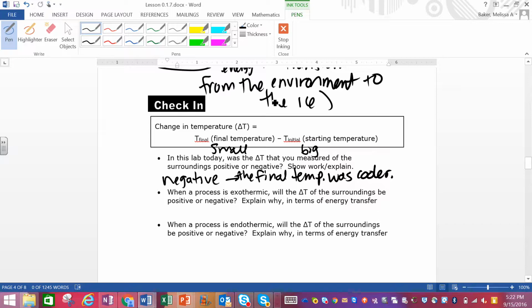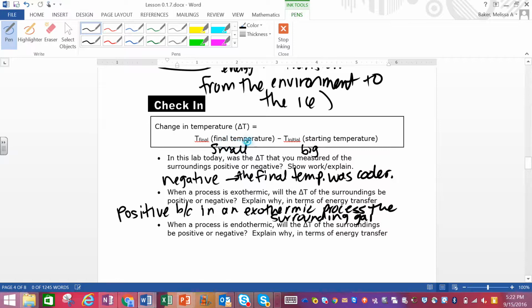When a process is exothermic, remember this is when the surroundings get warmer, will the change in temperature of the surroundings be positive or negative? Explain why in terms of transfer. In this case, it would be positive because in an exothermic process, the surroundings get warmer. I should say the surroundings gain energy. Energy is being transferred to the surroundings.